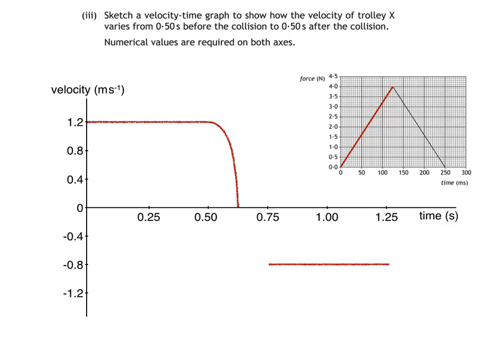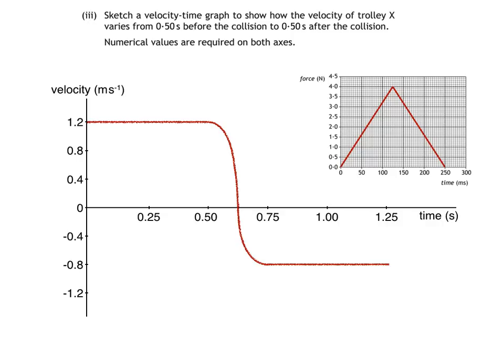After 125 milliseconds, the trolley is going to change direction, accelerating to the left, the negative direction. For the final 125 milliseconds of the collision then, you can see that the force applied to the trolley decreases, meaning that the gradient of the graph decreases in magnitude. When the force applied to the trolley decreases to 0 newtons, it continues to move to the left at a constant velocity of 0.8 meters per second.